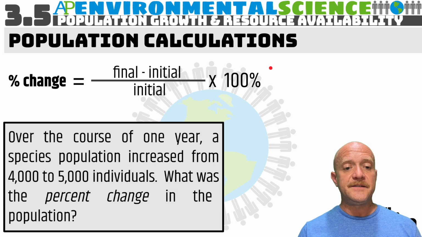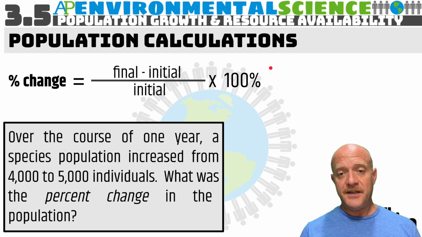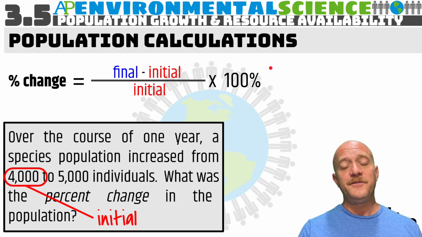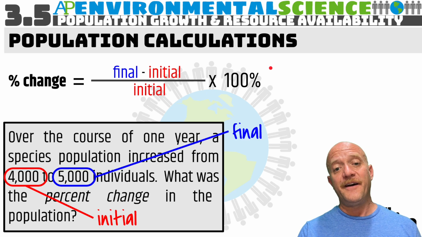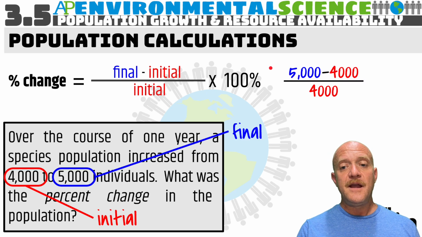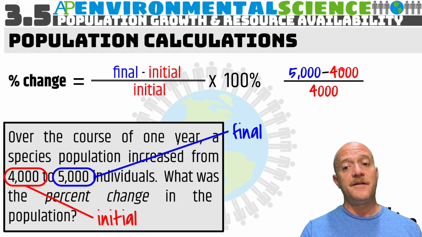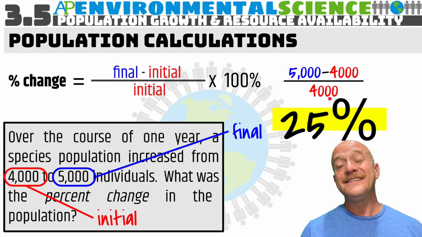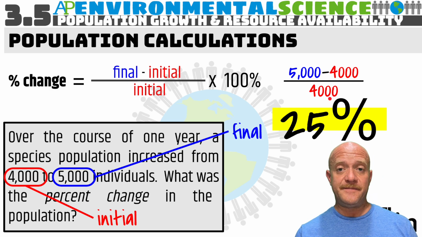So the question reads, over the course of 1 year, a species population increased from 4,000 to 5,000 individuals. What was the percent change in the population? So I'm going to go ahead and annotate this. So we have final and initial, and the initial value is 4,000. The final value is 5,000. So what you would do is write 5,000 minus 4,000 divided by 4,000 times 100 is 25%.